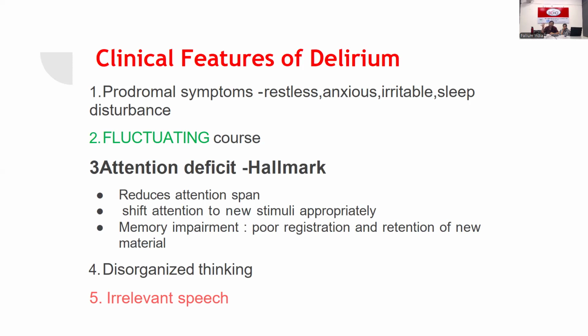So the nature of delirium itself is fluctuating. Typically the patient will present like this. They will tell you like this: sometimes he's normal, but sometimes he's telling some irrelevant things. Okay. This is a feature of delirium. You have to keep it in mind.